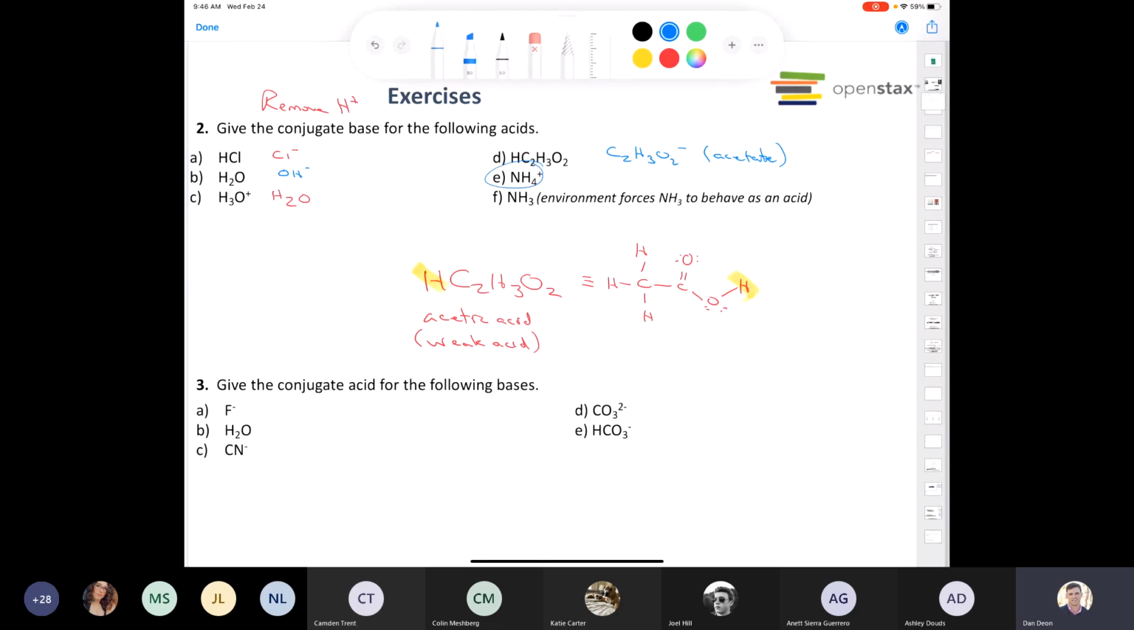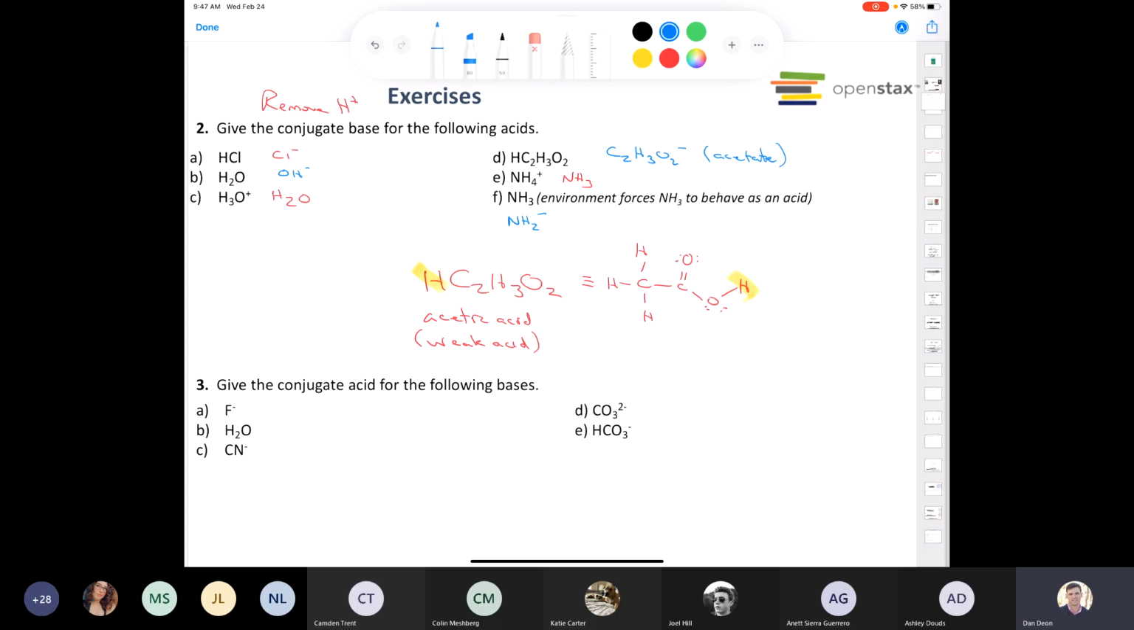Who could tell me what the next one, NH4 plus, what would be the conjugate base of ammonium? Exactly, NH3. Thanks, Stephen. Ammonia. And then the last one here, it says if ammonia is acting as an acid, okay, if it's in an environment where it can behave as an acid, you'd be left over with NH2 minus. That's called an amide ion. All right, let's move on from there.